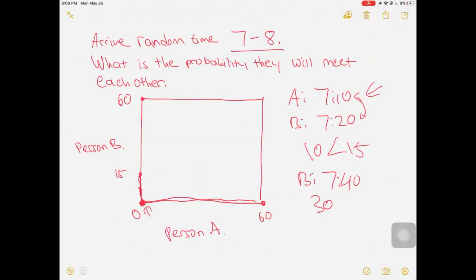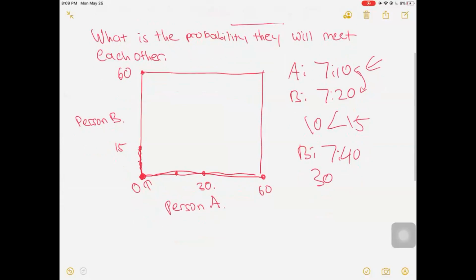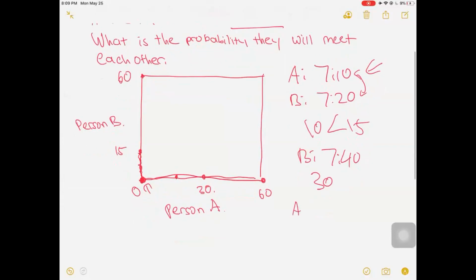And we realize that if person A arrives at any time, then person B can arrive from 15 minutes earlier or 15 minutes later. So basically, let's say, let's plot the point 30 minutes. That means person A arrives. Okay, let me just clear some stuff out.